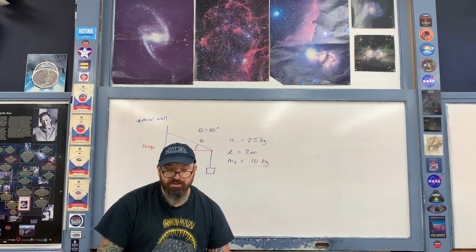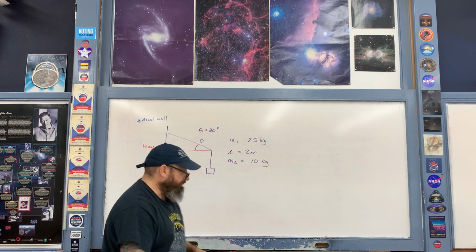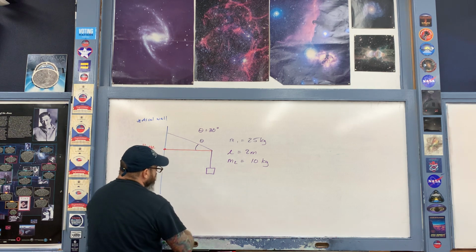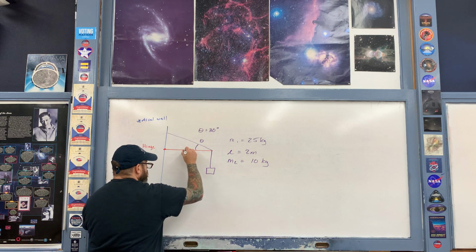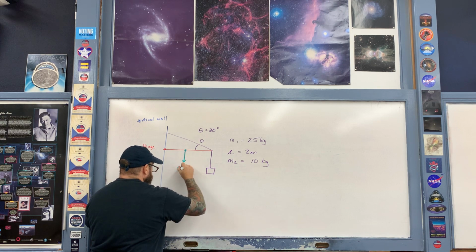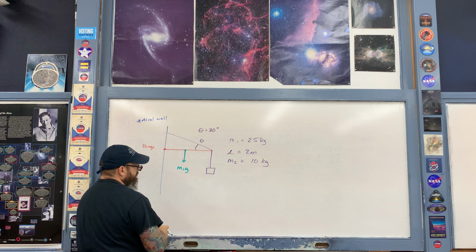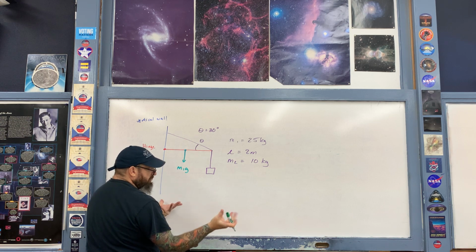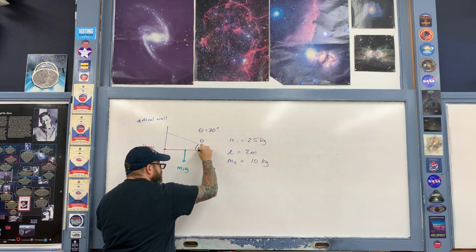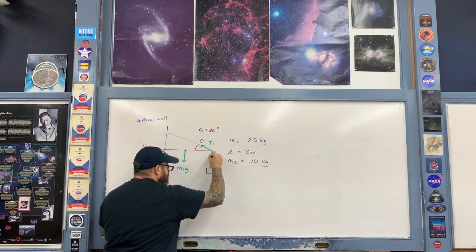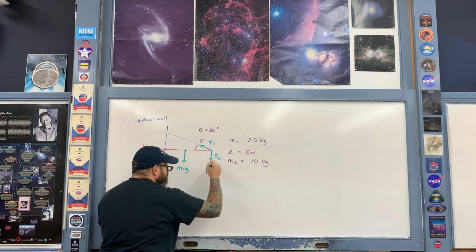So let's now begin to picture the forces exerted upon the beam. All right, some of those forces are obvious. First of all, of course, we have its own weight. So right here, like so, is M1G. Okay, and then we have 2 cables, so 2 tensions. There's a tension like so, T1. There's a tension like so, T2.